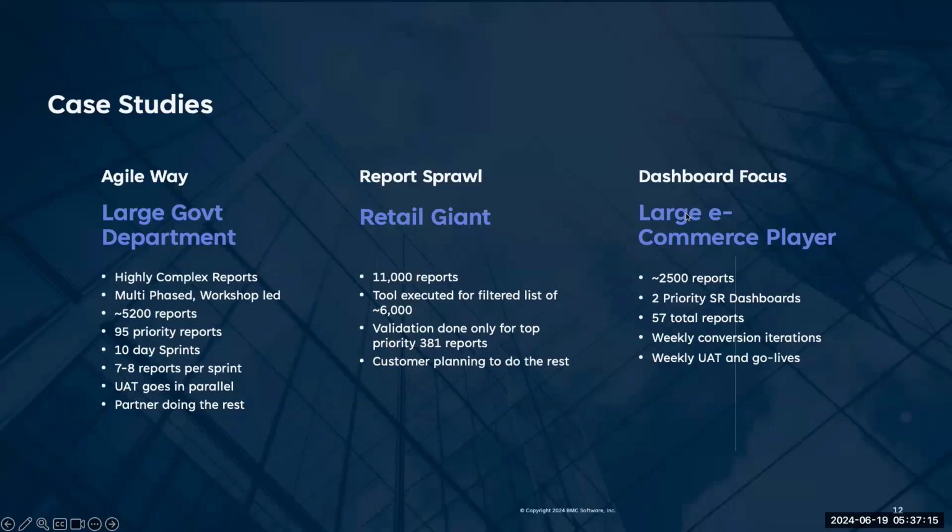The next one we have is a large e-commerce giant based out of APAC, and they had close to 2,500 reports. What makes them unique is, instead of looking at the reports and their priority, they looked at the dashboards and priority of dashboards. So they had two priority dashboards, and they wanted to migrate those dashboards and all the reports that were linked to that.